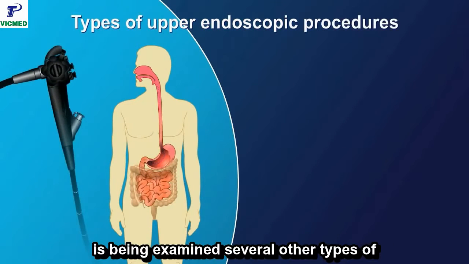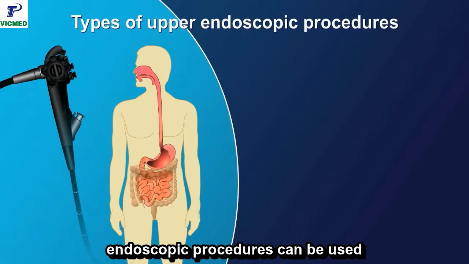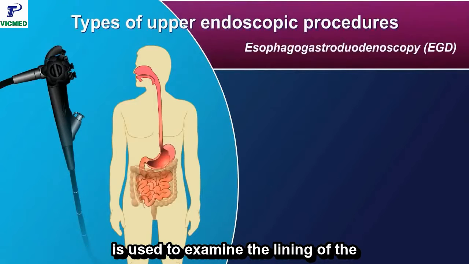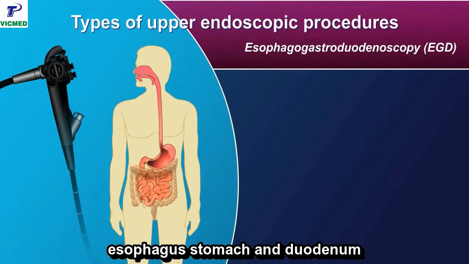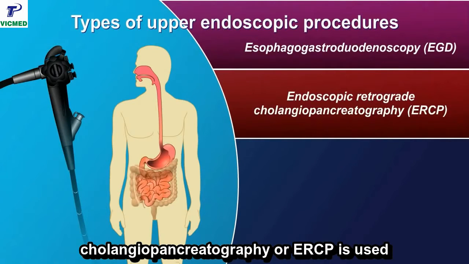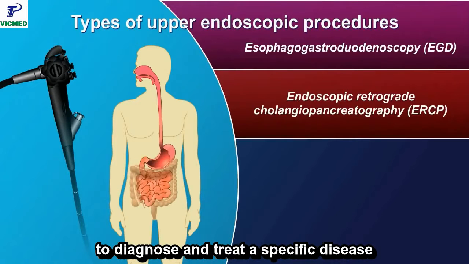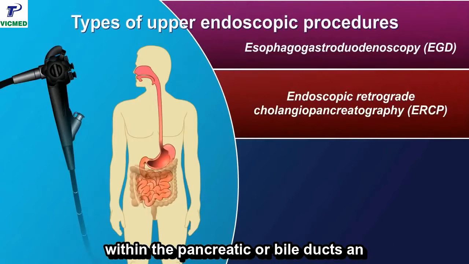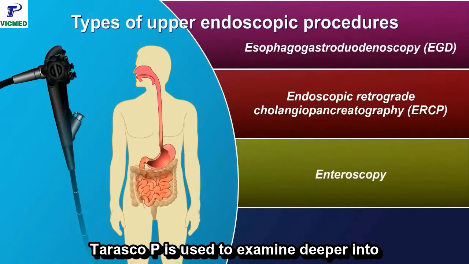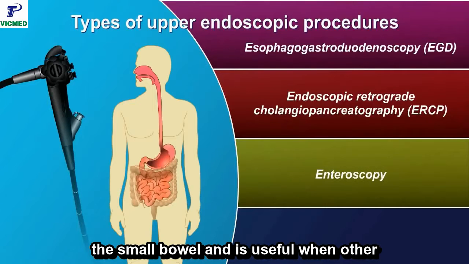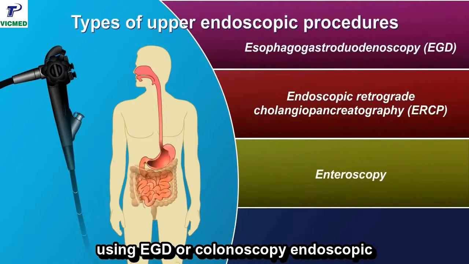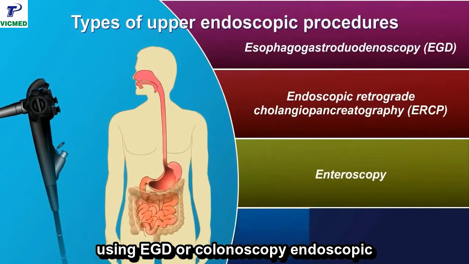Depending on what is being examined, several other types of endoscopic procedures can be used. Esophagogastroduodenoscopy, or EGD, is used to examine the lining of the esophagus, stomach, and duodenum. Endoscopic retrograde cholangiopancreatography, or ERCP, is used to diagnose and treat a specific disease within the pancreatic or bile ducts. Enteroscopy is used to examine deeper into the small bowel and is useful when other imaging techniques have shown an abnormal finding that can't be reached using EGD or colonoscopy.